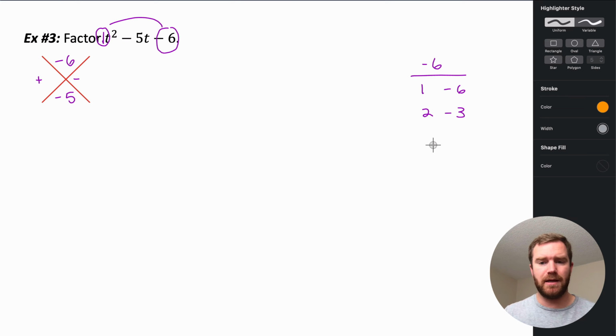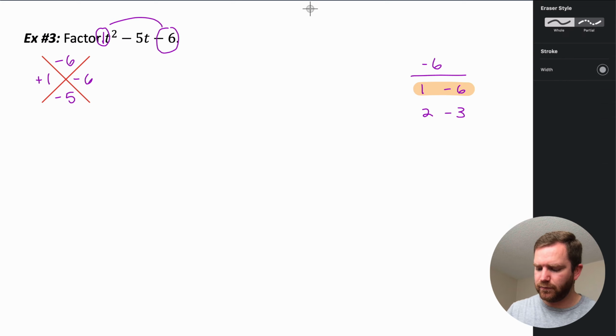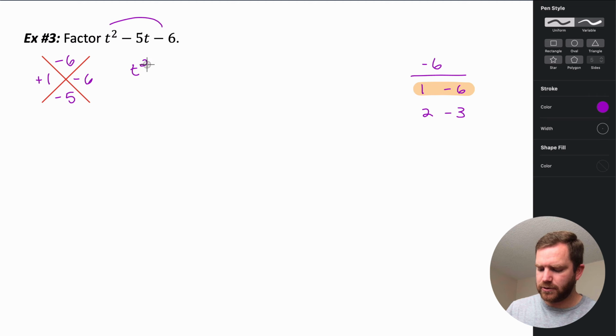So which of these two sum to be negative 5? Well, it's going to be positive 1 and negative 6. 1 plus a negative 6 is negative 5. So we have positive 1 and negative 6. So let's go ahead and rewrite this. This was our original. Rewrite the original with those two new terms. So this is a t squared. Copy the first term down exactly as it is. These two become the coefficients of our middle term. So it's plus 1t. I can just call it plus t. Minus 6t minus 6. And then let's go ahead and split and factor.